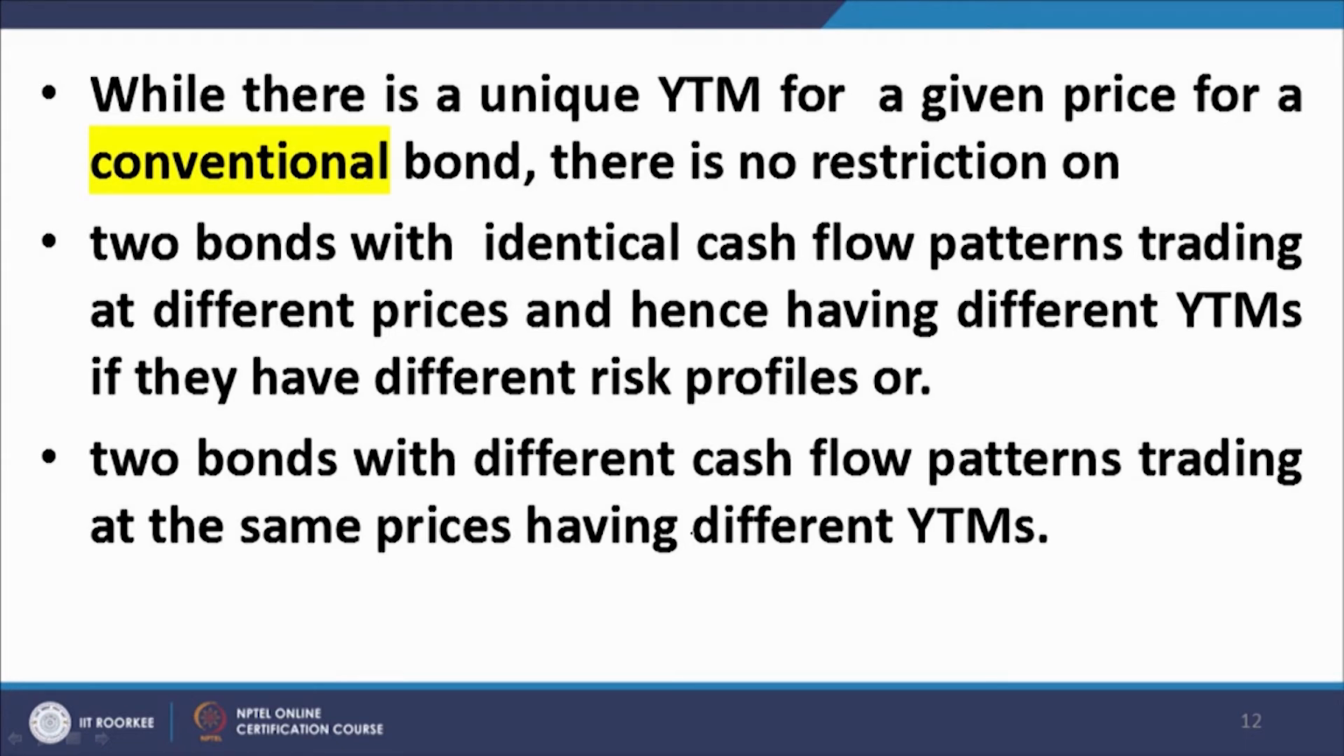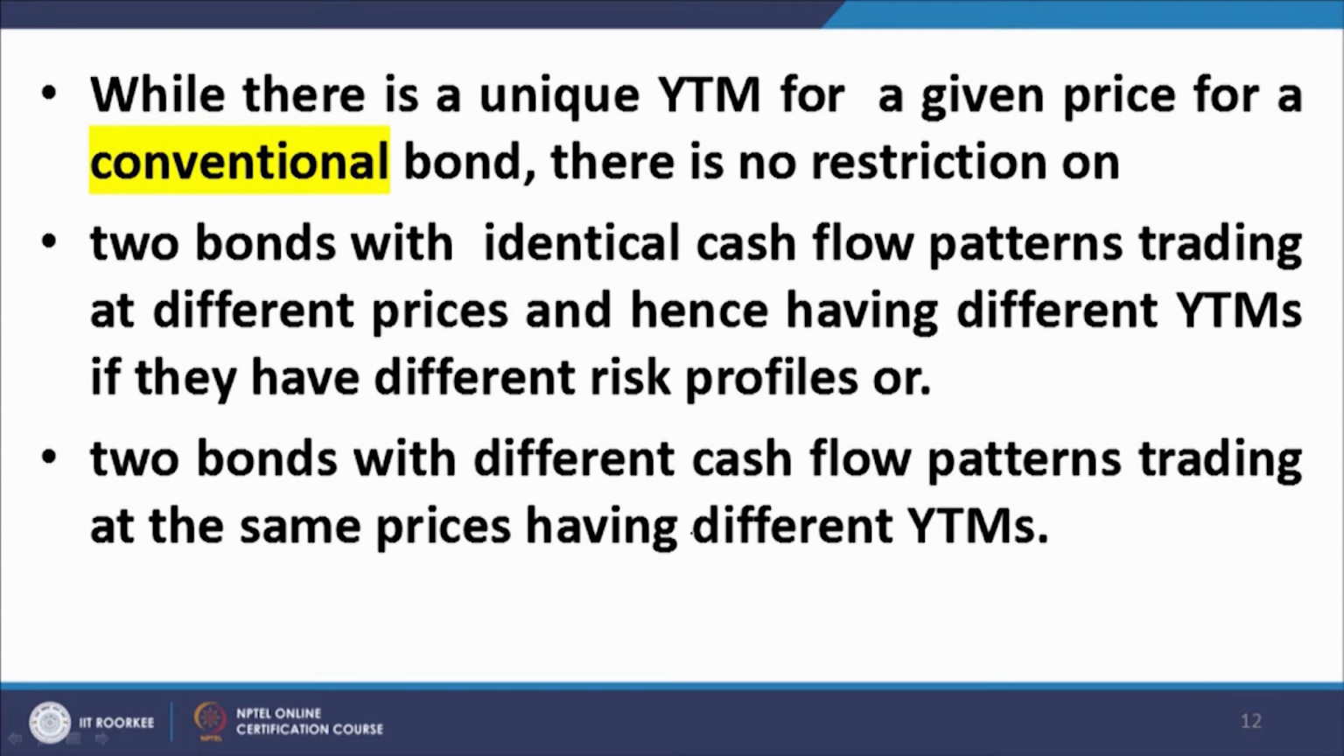trading at different prices. Why would they trade at different prices? They would trade at different prices when the riskiness corresponding to the cash flow patterns is different, and when the market perceives that the realizability of one of the cash flow patterns is lower compared to the other. The one with the greater possibility of default would be trading at a lower price, and the one with the lesser possibility of default would be trading at the higher price.